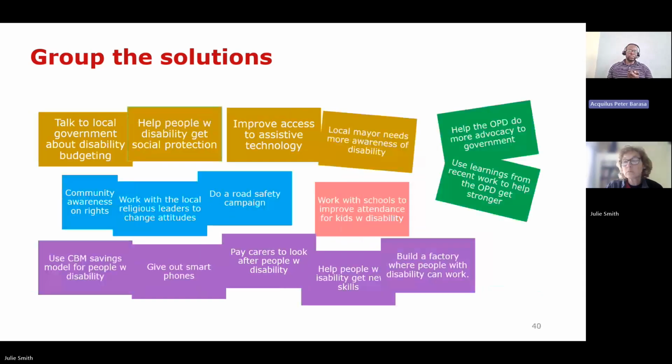So we've got, in the brown color, things that you can do with the government. In the blue color, these are things that you can do with the communities. In purple, you've got things you can do with livelihoods, with people with disability. The pink one is about schools. Then the green one about OPDs. So you're grouping this, and in some ways, this is where the dance begins with the partner.